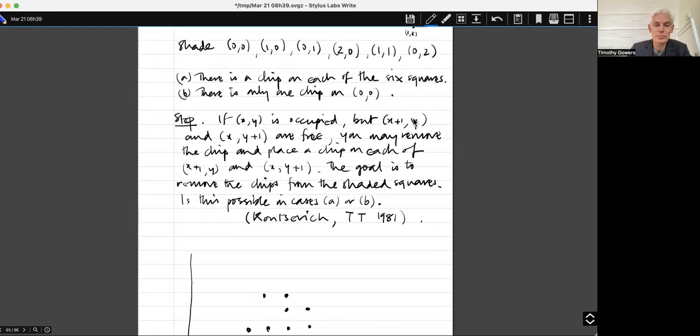And you start off by putting a chip on each of, I'll draw this in, the starting configuration for A: you put it on the first 6 squares. That's (0,0), (1,0), (2,0), (0,1), (1,1), (0,2). And in any move, what you're allowed to do is remove one chip, like this one, say, and as long as the 2 neighboring places are free, you can replace it by a chip on each of the 2 neighboring places. So it's got to be above and to the right.